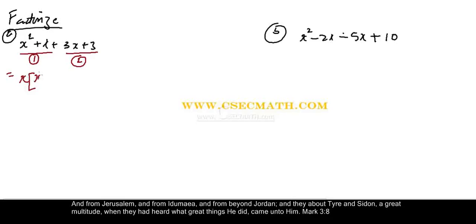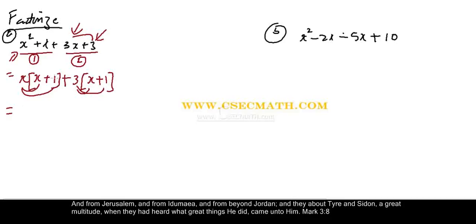Thereby the first term would become x plus 1, because x multiplied with x would give us x squared and x multiplied with 1 would give us x. The sign between the terms is positive, so I retain a positive sign. From group 2, I would be taking the constant 3 out. When I take it, the first term would become x followed by the second term, which is positive 1, because 3 times x would give me 3x and 3 times 1 would give me 3.